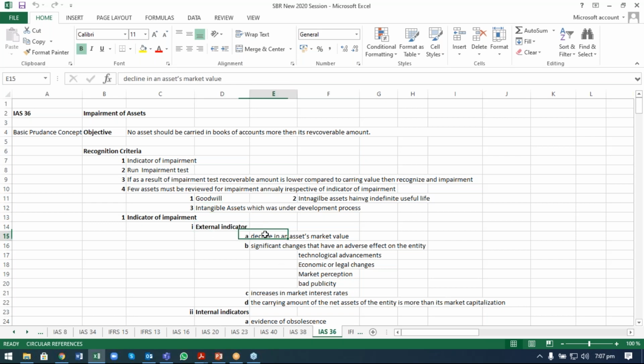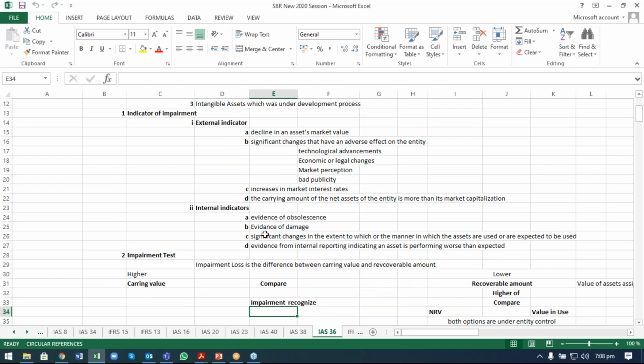I'll be discussing decline in market value, and significant changes that have an adverse effect on the entity: technological advancements, economic or legal changes, market perceptions, bad publicity, increase in market interest rate. That is an external indicator of impairment. So your question would be how an increase or a decrease in market interest rate might have impacted the impairment or a reversal of impairment.